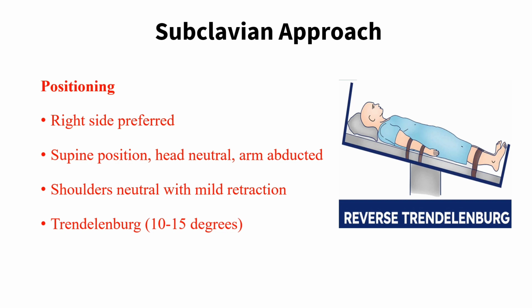Next we'll see positioning for the subclavian approach. Here we have to maintain the Trendelenburg position, most preferably on the right side of the patient, in supine position, head neutral and shoulder neutral with mild retraction. In this Trendelenburg position we have to maintain 10 to 15 degrees of angle.